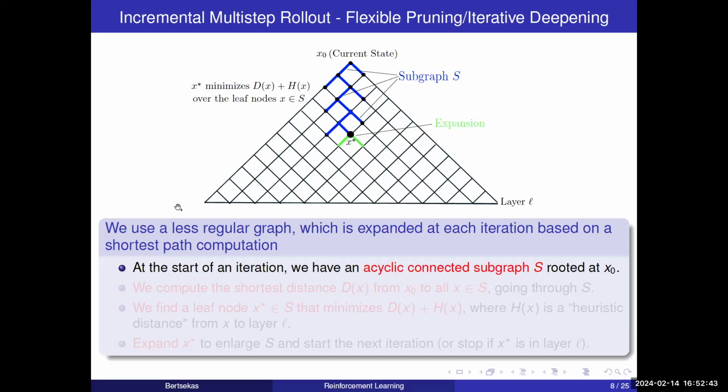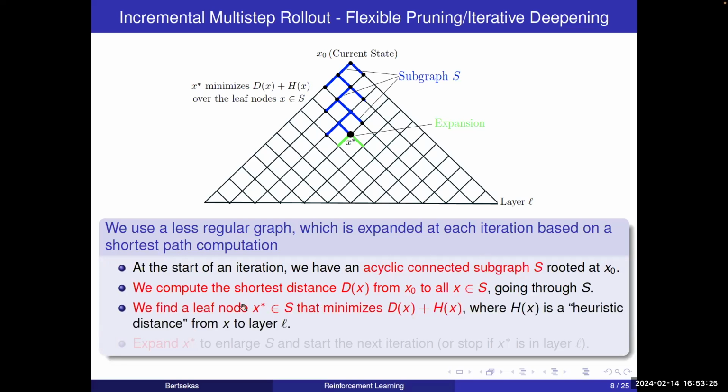So for this, we use a less regular graph, which is expanded at each iteration based on a shortest path computation. So starting from the initial state, we gradually build this shortest path tree by appending leaves to it as we go. And if you're appending leaves to the tree, you can never create a cycle. So this thing is always acyclic. So at the start of an iteration, we have this acyclic connected subgraph S that's rooted at x0. And we compute the shortest distance, d of x, from x0 to all of these nodes in S.